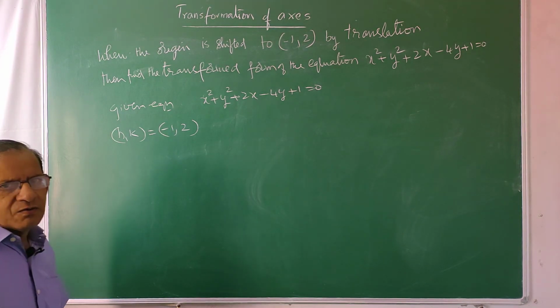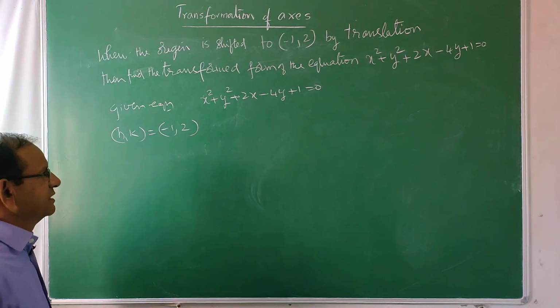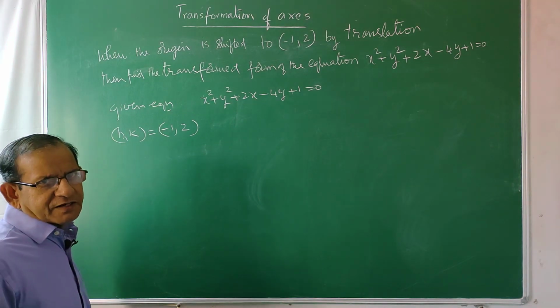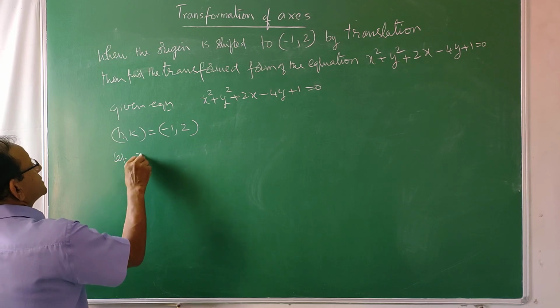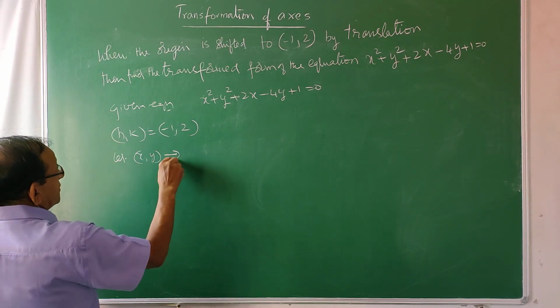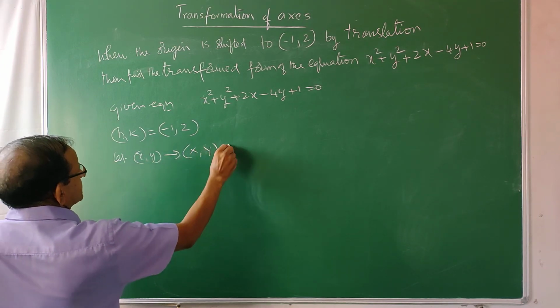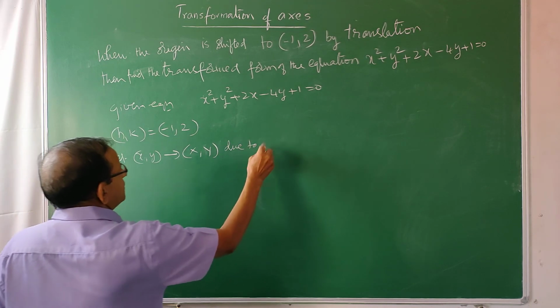Now, how to get the transformed equation? We know the relation between small x, small y and big X, big Y. Let small x, y change to big X, Y due to translation.